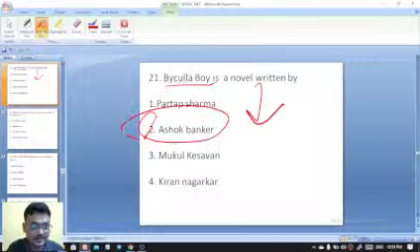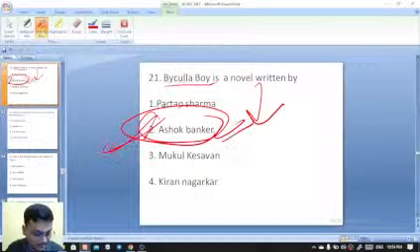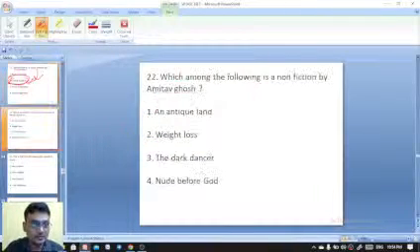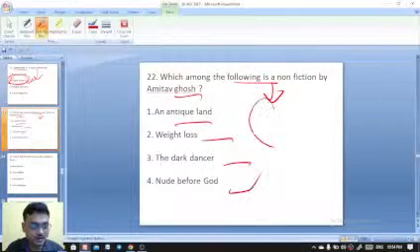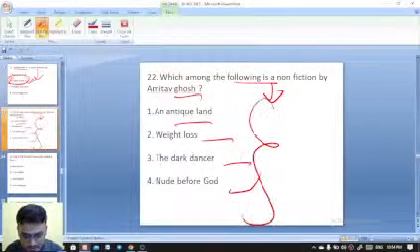So, Ashok Banker has written the novel Bipolar Boy. Exactly. Yeah, two is the right answer. Which among the following is a non-fiction work by Amitav Ghosh?